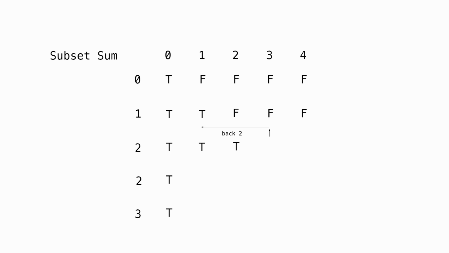And all that's saying is that if we take our target sum and we subtract our current value from it, can we make that new target sum? So if we take 3 and we subtract 2 from it, can we make 1? And it's true. So we can actually make 3 using all the numbers that we've seen so far.